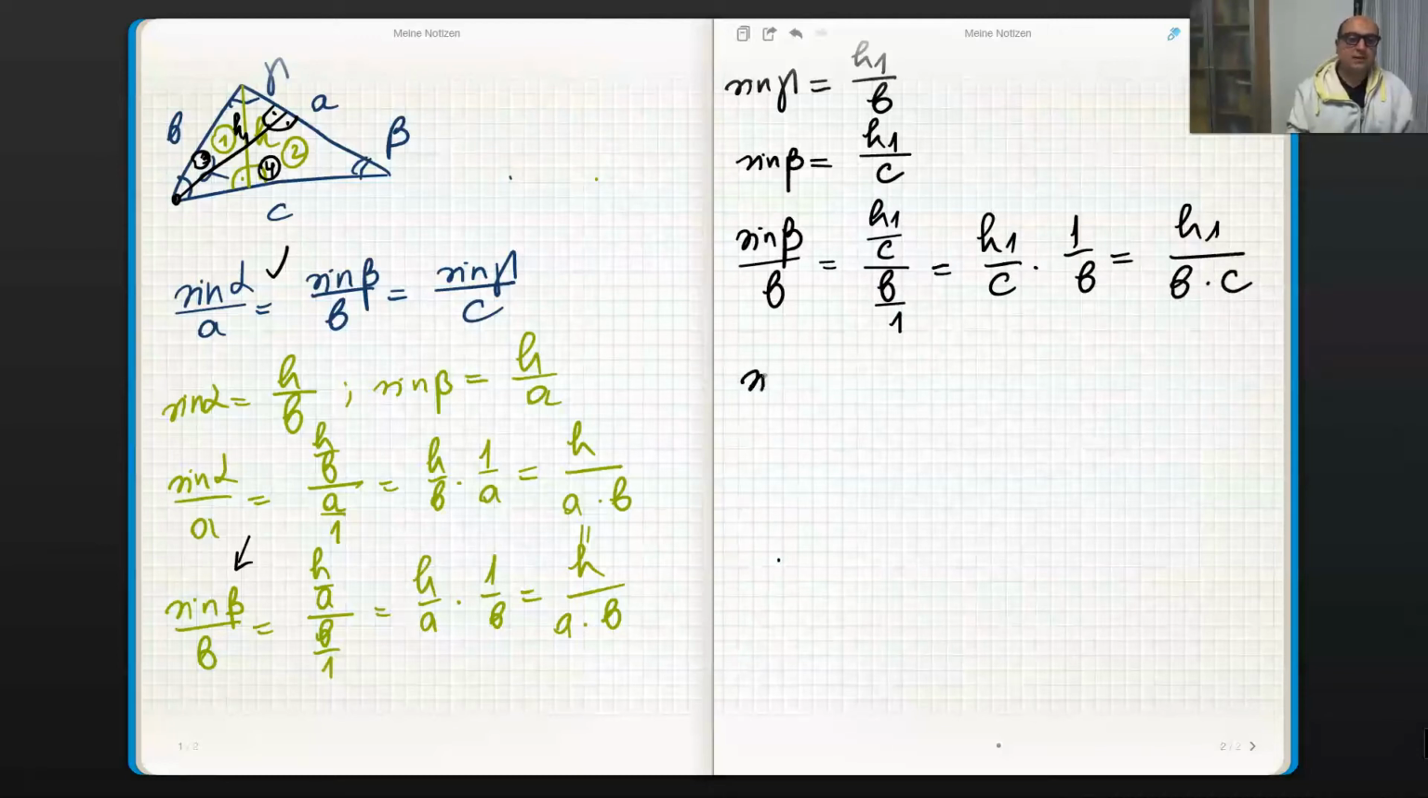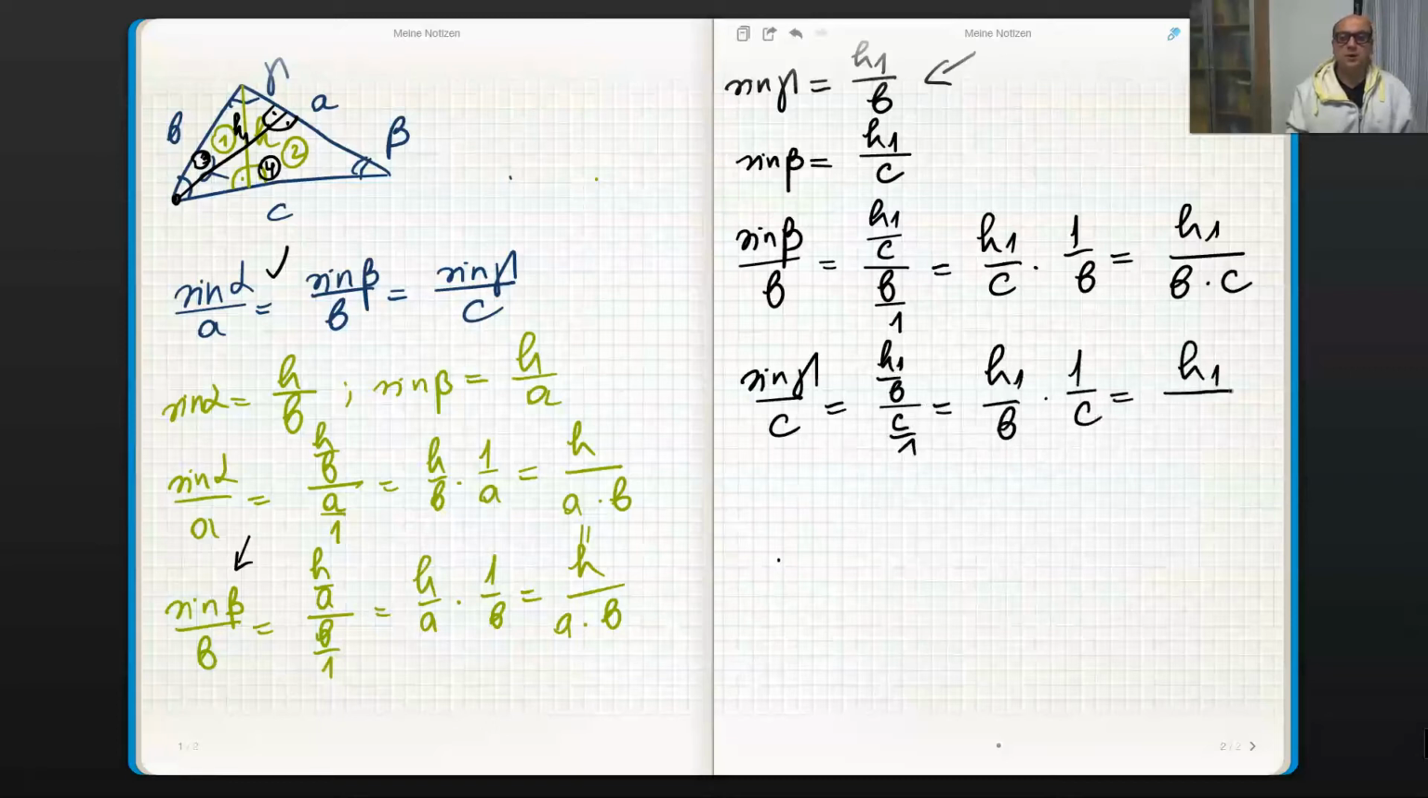What would be sine of gamma divided by c? Well, you see sine of gamma is right here. This is h1 divided by b, divided over c, which is h1 divided by b times 1 divided by c. This is h1 divided over b times c, which is once again the same. Check. So now we have all that we wanted to prove.